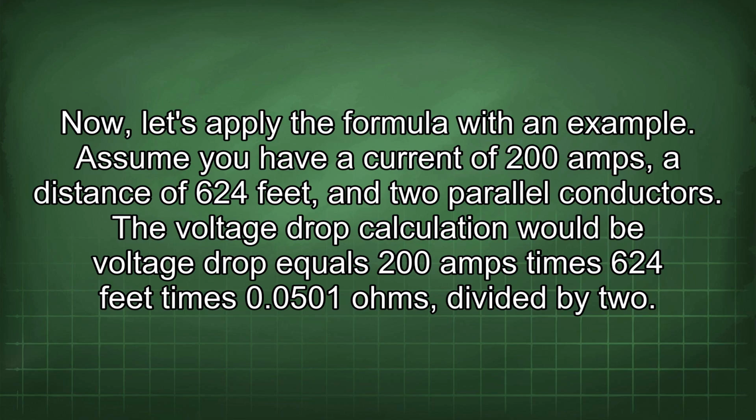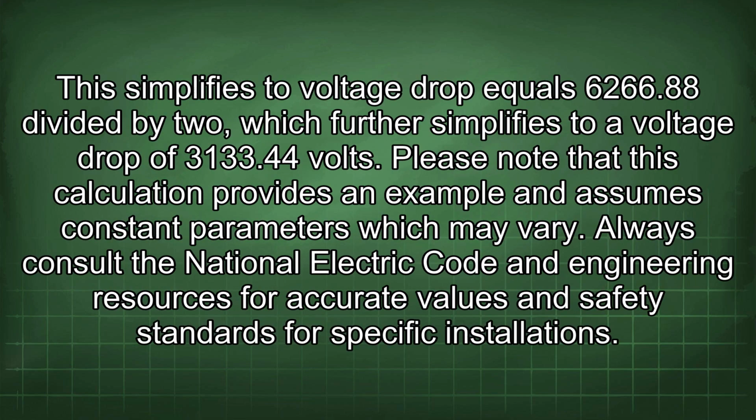Assume you have a current of 200 amps, a distance of 624 feet, and two parallel conductors. The voltage drop calculation would be voltage drop equals 200 amps times 624 feet times 0.501 ohms divided by 2. This simplifies to voltage drop equals 6,266.88 divided by 2, which further simplifies to a voltage drop of 3,133.44 volts. Please note that this calculation provides an example and assumes constant parameters which may vary.